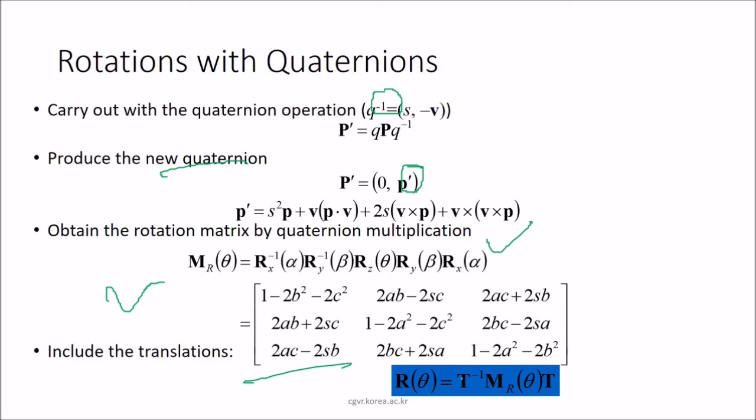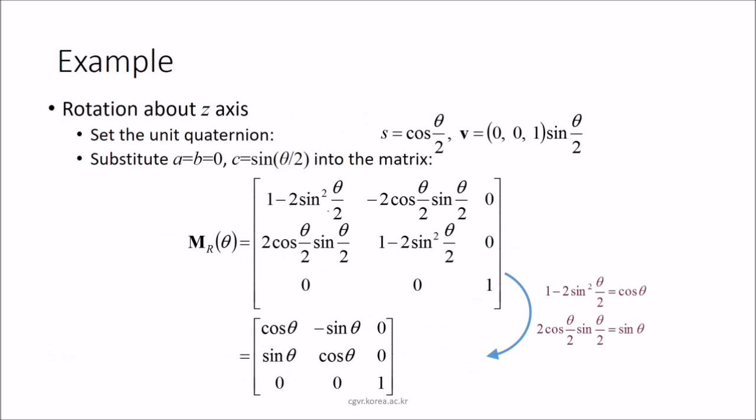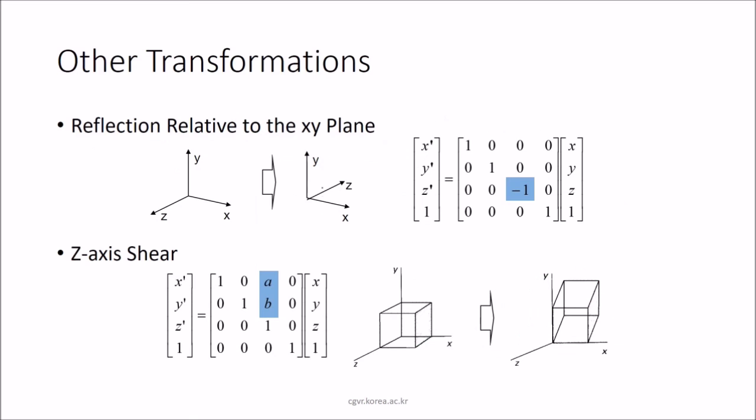So R theta will be nothing but T inverse M R theta T with the quaternions. So this is an example. We want to rotate about the z-axis. We set the quaternion as: s is equal to cos theta by 2, v is equal to (0, 0, 1) sin theta by 2. We substitute a and b equal to 0 and c equal to sin theta by 2 in this matrix, which is given by this matrix. We apply these two relationships to find this matrix's values.